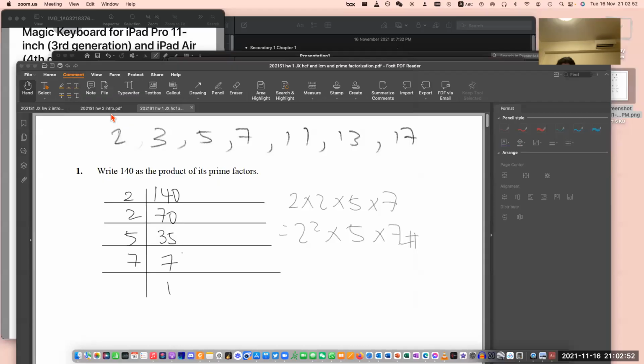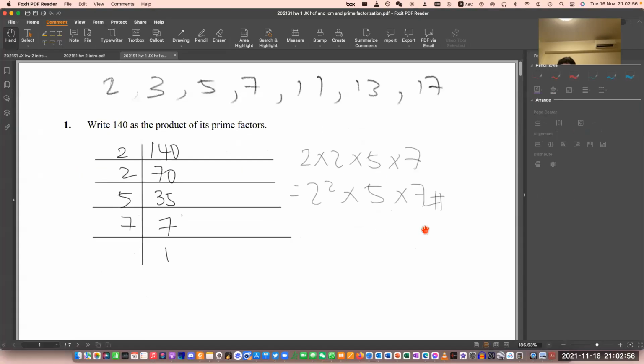Did you do homework 3? Oh no, you do JX prime factorization, right? Okay, good. Let me share my screen. Yeah, I think you can see your work already. All right. Yeah, pretty good.